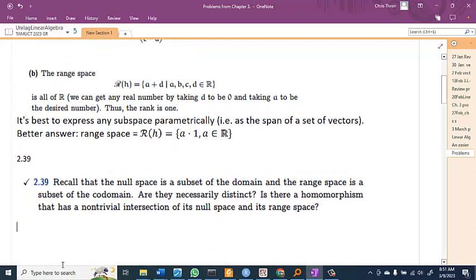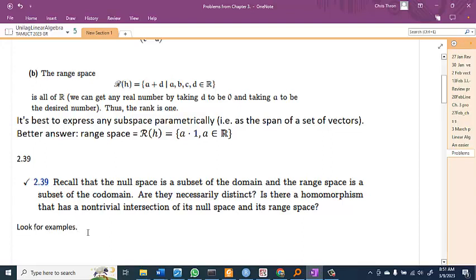Let me go on to problem 32 from the same section. Recall that the null space is a subset of the domain and the range space is a subset of the codomain. Are they necessarily distinct? Is there a homomorphism that has a non-trivial intersection of its null space and its range space? So when it's talking about necessarily and is there, that means you should look for examples. Look for examples, okay.